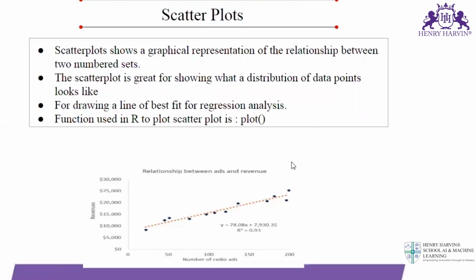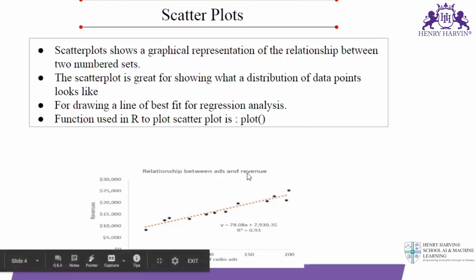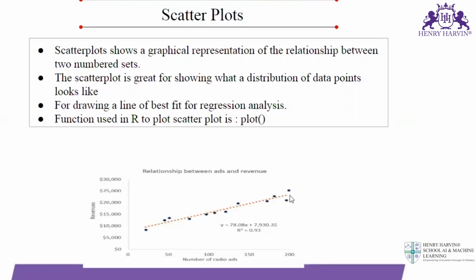So whenever we are doing regression, it is a relationship establishment between two variables. For example, in the graph, you can see the relationship between ad and revenue. For that, there is a dotted line you can see, which shows there is a positive relationship between ads and revenues. The function that is used in R to plot scatter charts or scatter plot is plot, and within the brackets there will be different aesthetics that we will be discussing.